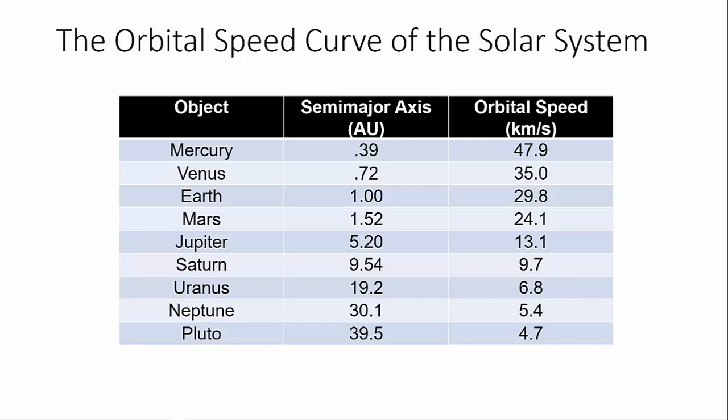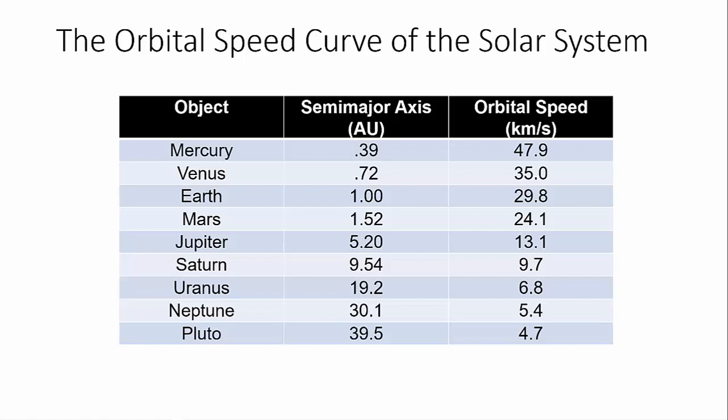For astronomical units, the semi-major axis of the Earth's orbit is the standard that we use to define what an astronomical unit is. The orbital speeds here would be an average orbital speed, because the speed varies throughout an elliptical orbit, but not by a huge amount. And so these orbital speeds are pretty close to the average. But look at the speed of the Earth. It's moving at 29.8 kilometers per second, which is about 18.5 miles per second, or almost 67,000 miles per hour.